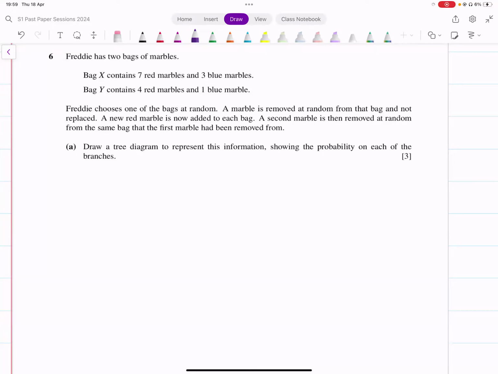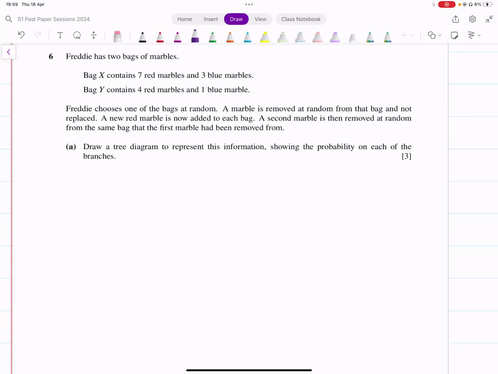Freddy chooses one of the bags at random. A marble is removed at random from that bag and not replaced. That means you're not putting that marble back in the bag. Okay. A new red marble is now added to each bag. A second marble is then removed at random from the same bag that the first marble had been removed from. Draw a tree diagram to represent this information, showing the probability on each of the branches.